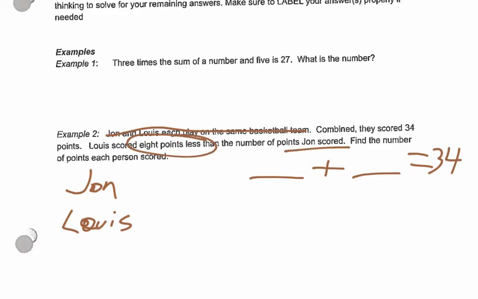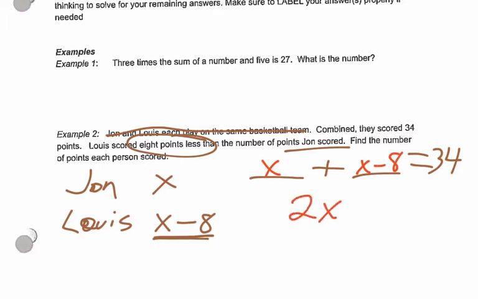Lewis scored 8 points less than the number of points John scored. Since we don't know anything about John's points, that's going to be X, because we don't know anything about it. And since Lewis scored 8 points less than John, Lewis is going to score X minus 8. So we've got to take 8 away from X. But we need to have 2X in the problem because this is Lewis's and that's John's representation.